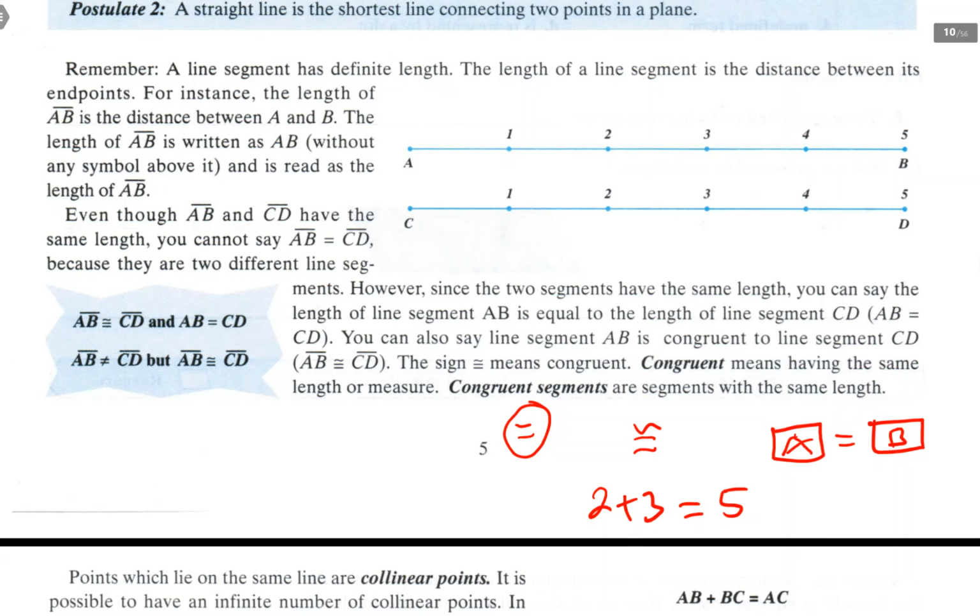But I can say that square A is congruent to square B, which means that they have the same measurements. But I can't say they're equal because they're two different squares. They're not the same square. But I can say they're congruent because that means they have the same measurements. Okay, when two shapes have the same measurements, we say those shapes are congruent. And the congruent symbol is an equal sign with a little squiggly line on top of it.